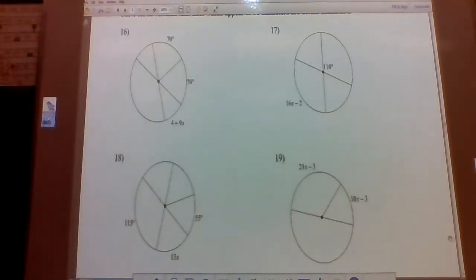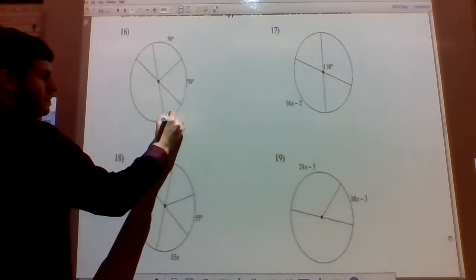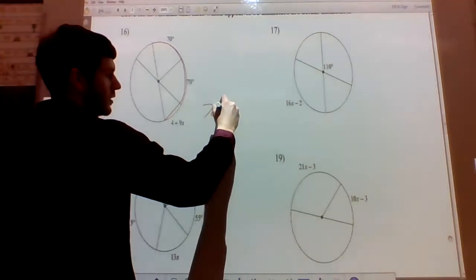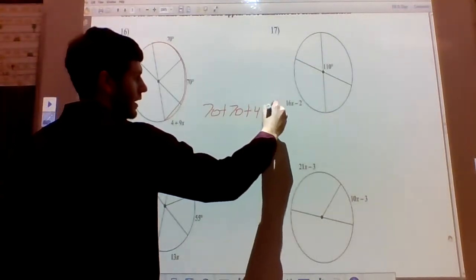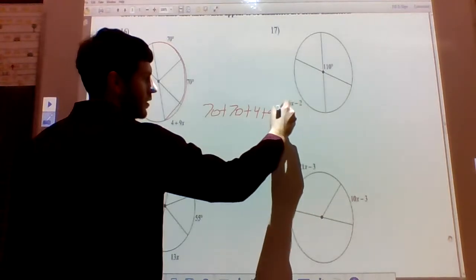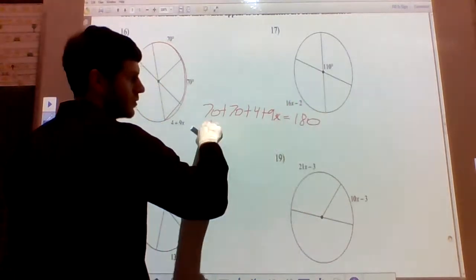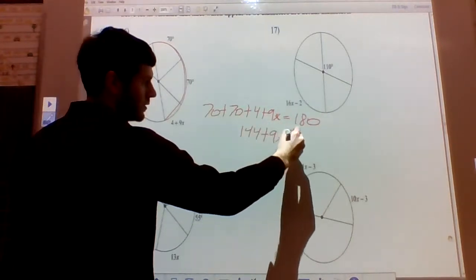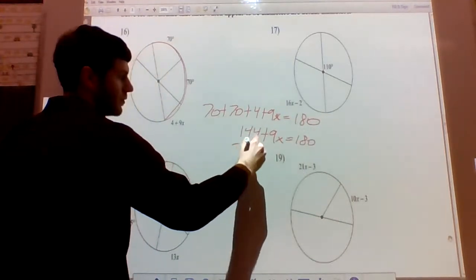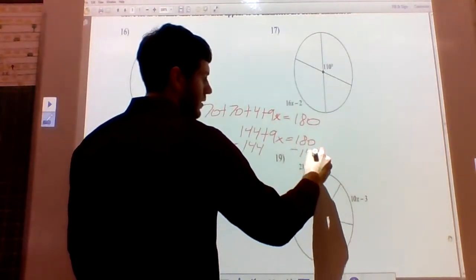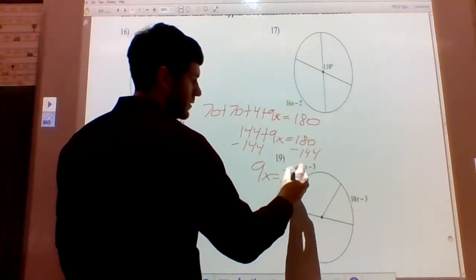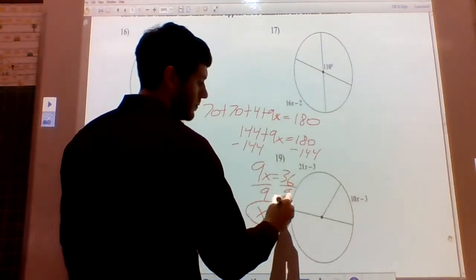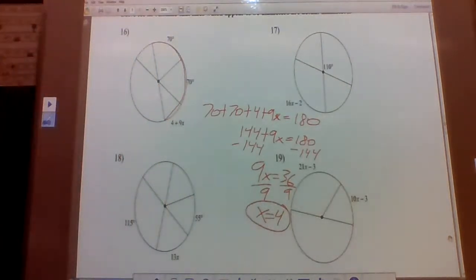Okay. 16, we have a semicircle. Okay, so that's going to add up to 180. So 70 plus 70 plus 4 plus 9x equals 180. So 70 and 70 is 140. 140 plus 4 is 144. Plus 9x equals 180. We subtract 144 from both sides. We get 9x equals 36. And then we divide both sides by 9. And we get x equals 4. Okay, all we're doing for these is solving for x.